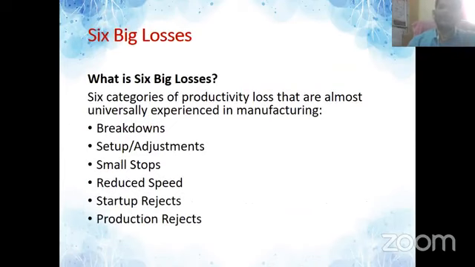There are six big losses in the daily auto industry, like breakdowns, setup and adjustments. To start any machine, we have to do certain setups or adjustments according to the product. Then there are some small stops. There is stacking of product in the line. There are some jams. Then reduced speed, startup rejects, production rejects. These are the big losses in a manufacturing industry.